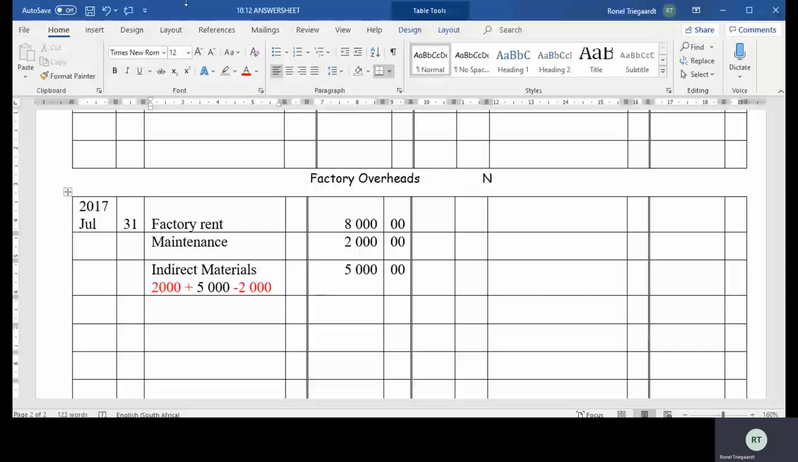Or work in progress, whichever one you prefer. 1,700. Are you okay with this? Are you fine? Inside my work in progress or work in process, my factory overheads is 34,700. Are you fine with this? Are you okay?